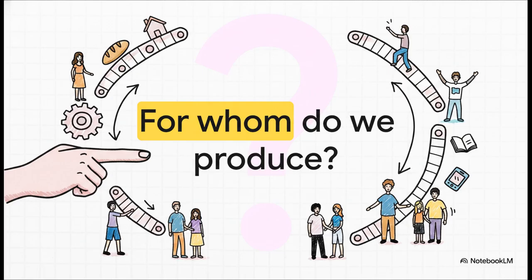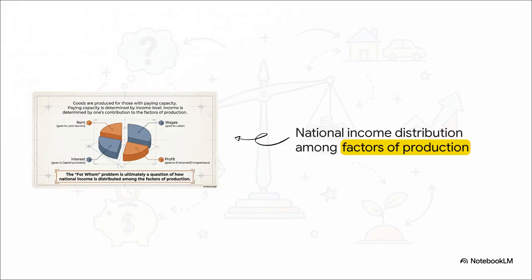But once you've figured out what to make and how to make it, you slam right into the final and honestly most complex architectural question of all. For whom do we produce? Who actually gets to enjoy the outputs of this massive machine? Well, the answer is mathematically straightforward.